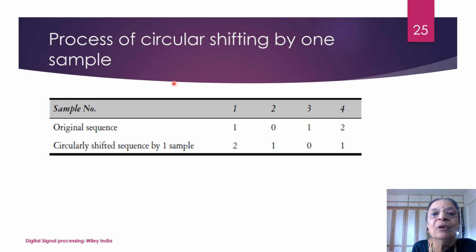So how do we do the circular shifting? See, the original sequence is 1, 0, 1, 2. Suppose this is so, then the circularly shifted sequence by one sample will result in what? This will be shifted here, this will be shifted here, this will be shifted here, and this one will come and be placed at the first position. So this is how it is circularly shifted.